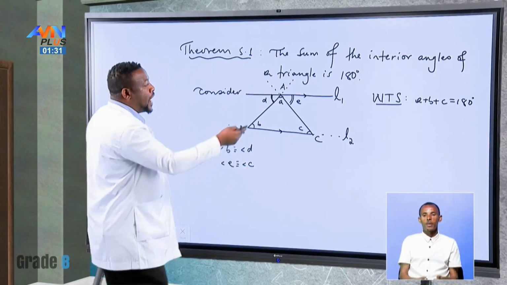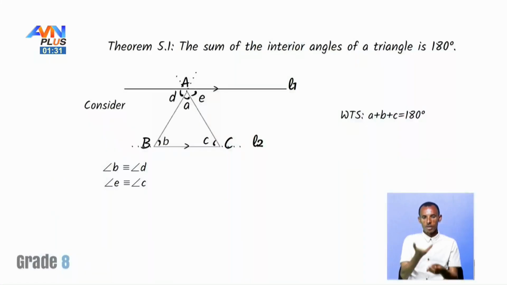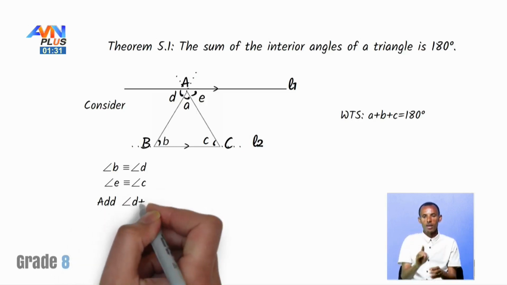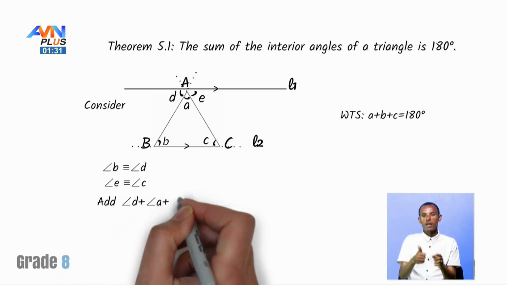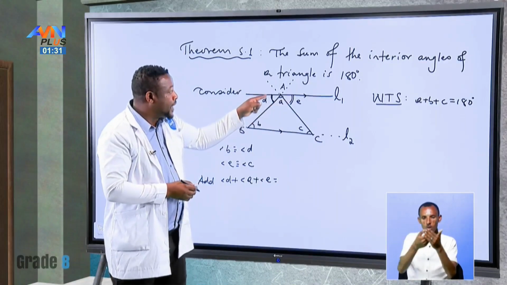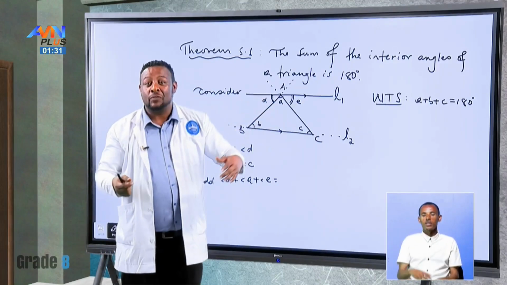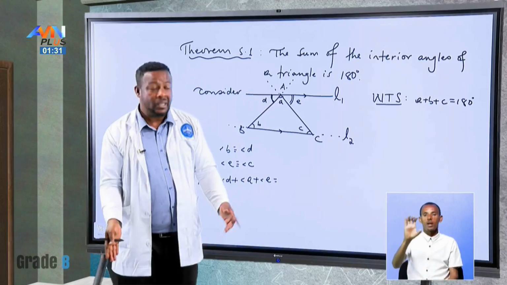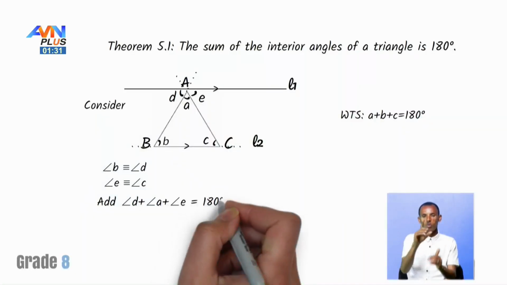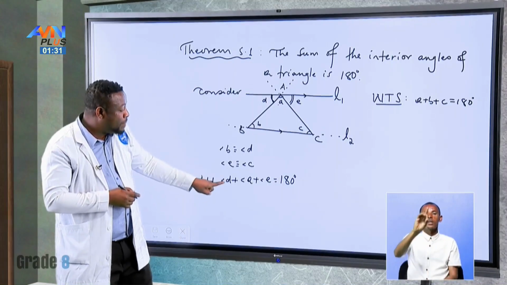Now, let us add all these three angles: angle D plus angle A plus angle E, okay? Clearly, the sum of all these three gives us a straight line, and you all know that a straight line forms 180 degrees, right? So these three angles sum up to 180 degrees. So you know that D is the same as B, okay?